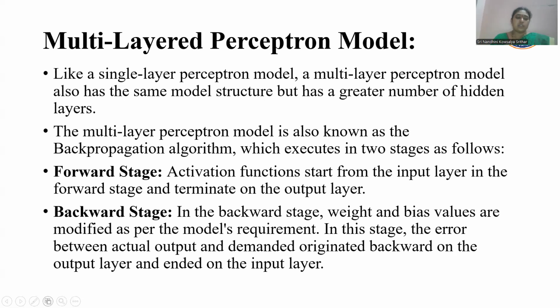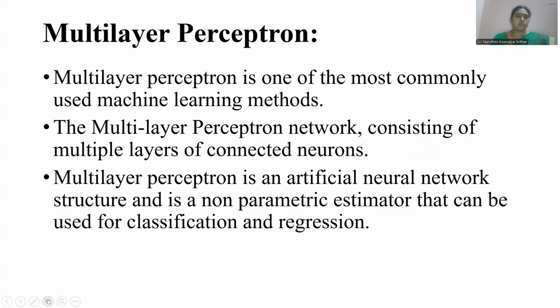So like this, we are changing the weights of the input values and the bias, and then we are putting the values in the activation function. This is called the backward stage. Both the forward stage and the backward stage are from the backpropagation algorithm. The backpropagation algorithm is used in the multi-layered perceptron model.